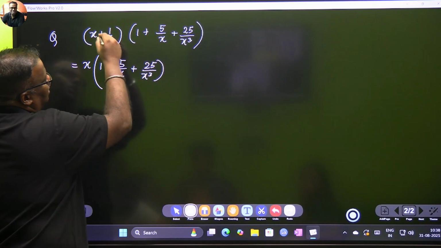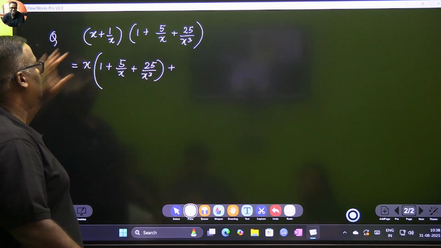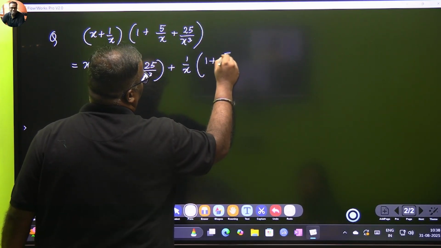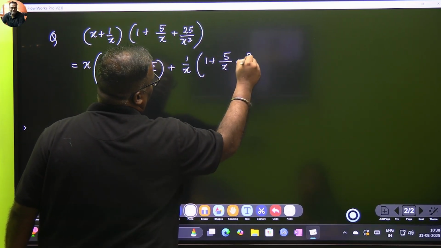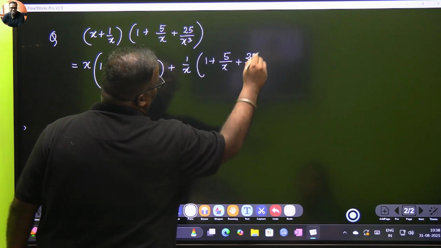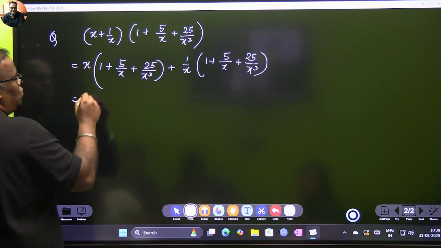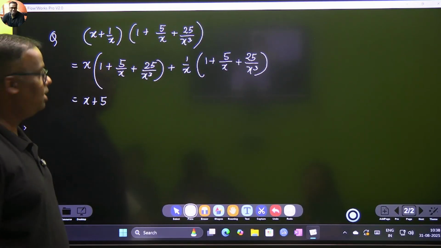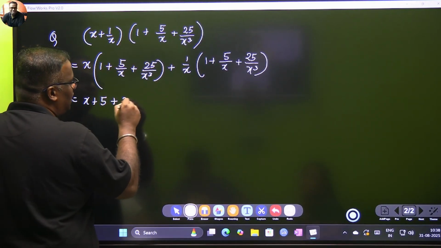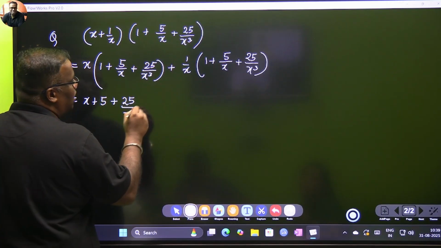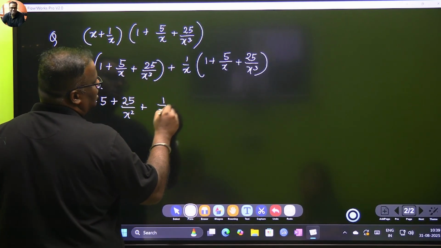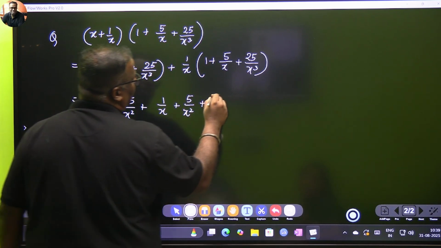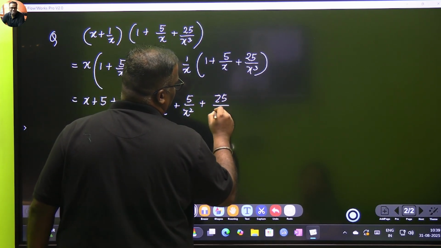Agreed? Then this sign automatically comes up, and then this player comes out and goes to the den of the opponent for raiding. Kabaddi, kabaddi. Now let's play kabaddi, kabaddi. X into 1 is x. 5 by x will give me a 5 because x cuts. This will give me 25 by x. Very good. X square: here we will get a 1 upon x, here we will get a 5 by x square, and here we will get a 25 by x to the power 4.